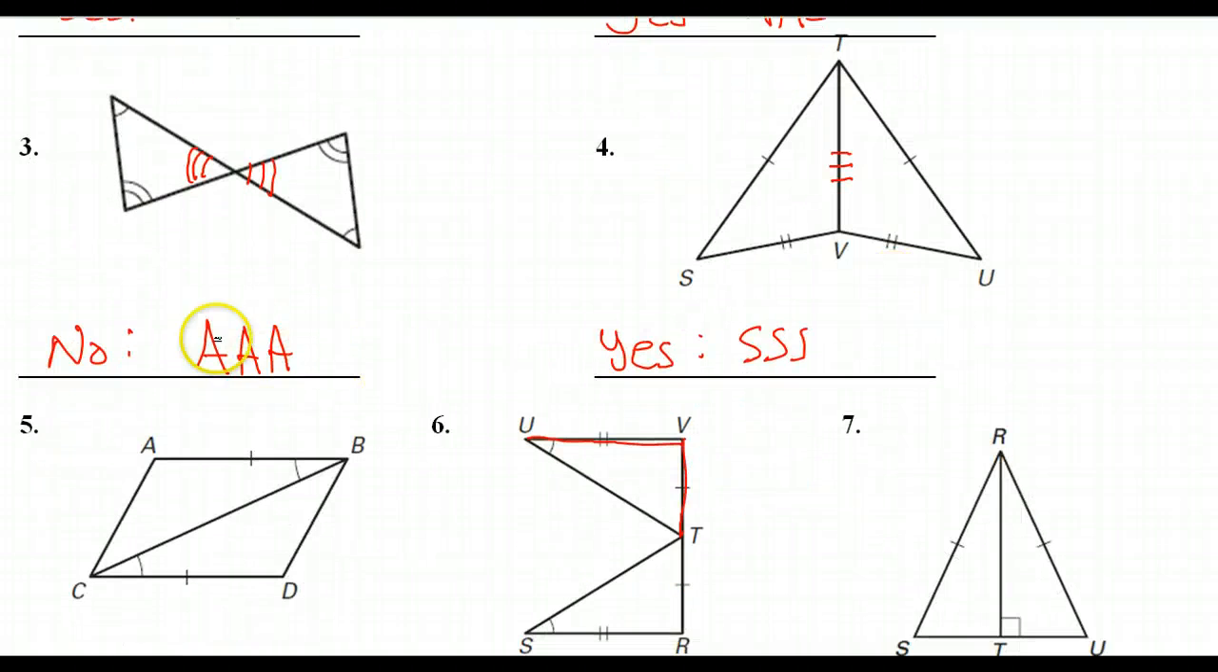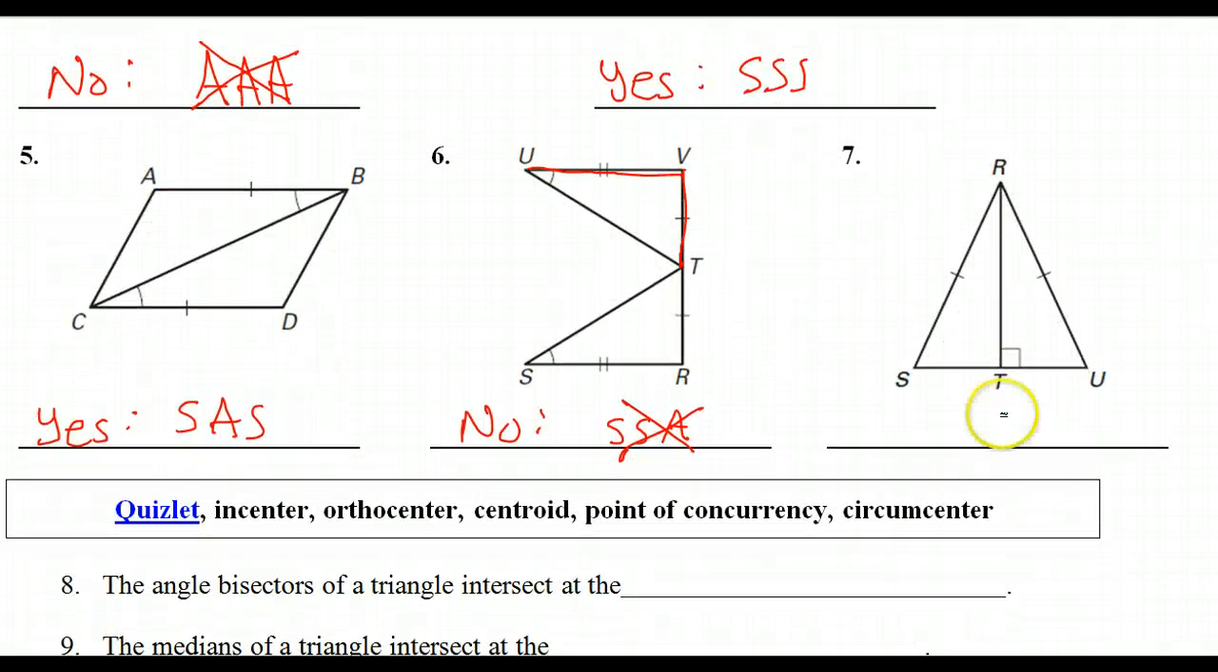Did I do that up here? I meant to. For number 3, let's put an X through that because there is no angle-angle postulate. So I'm going to put an X there showing that that's no good.